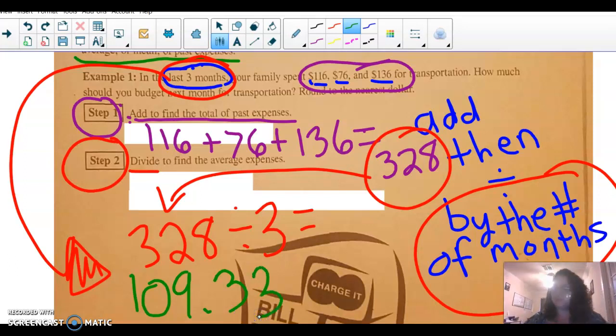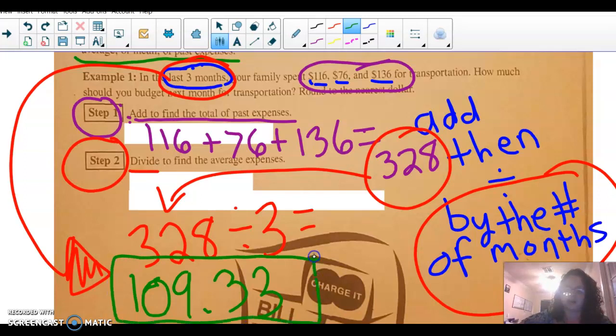Well, we're only dealing with money. So when you deal with money, you only need 2 numbers after the decimal. So I'm going to round to 2 numbers after the decimal, which is $109.33. That's how much we should budget for the next month.